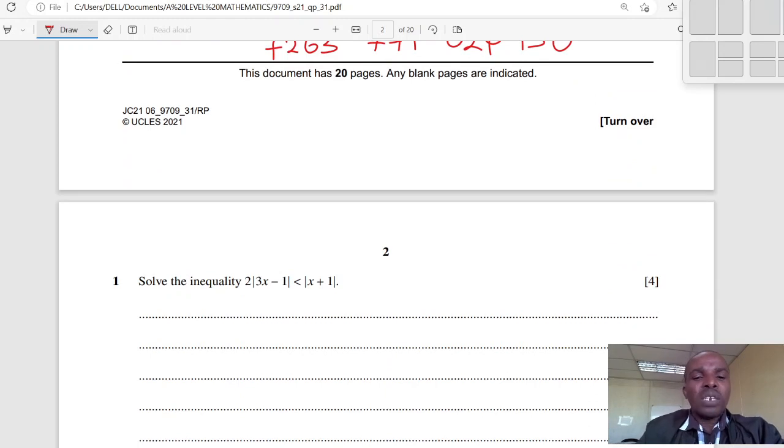So these ones are called modulus inequalities, right? What you do is you just square everything. Like on the left side of our inequality sign, we have 2. You square 2, you square 3x minus 1, you also square x plus 1. So it's to get rid of the modulus function. Let's do the working. It will be 2 squared, then you put 3x minus 1 inside the bracket, then you square it, less than x plus 1 squared, like this.